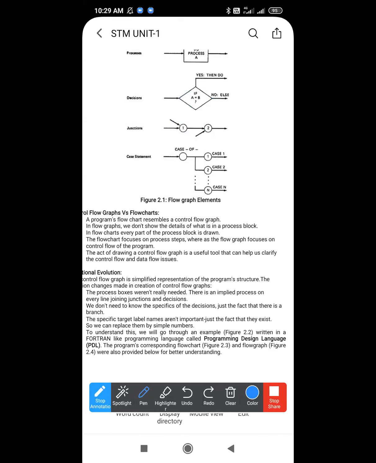Next one, case statements simply explain the multi-way selection, nothing but switch. Is it clear? In a switch statement, we have a number of cases. Whichever case is true, it jumps to that case. These are the four elements that come under the flow graphs.